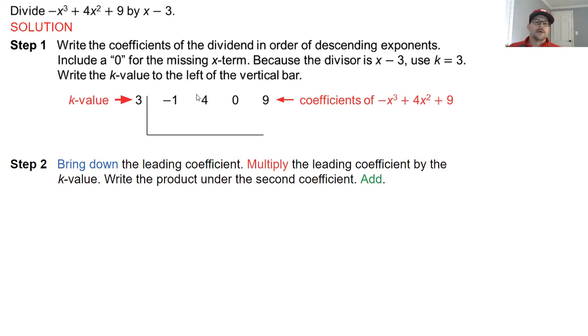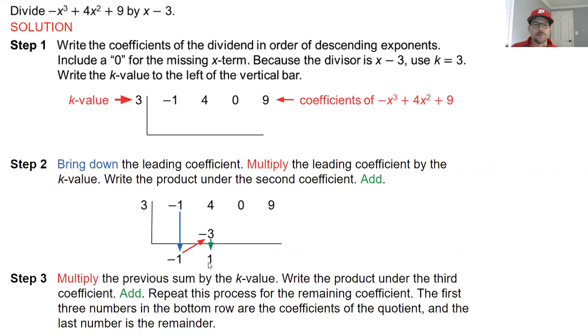Then you're going to bring down your first coefficient. So bring down the -1, multiply your k value times that -1, and then you're going to write it underneath your second coefficient. So the -1 gets brought down. 3 times -1 gives you this number underneath your second coefficient. And then you combine these two by adding. Normally in long division, we would subtract. With synthetic division, you're adding because you're including your positive and your negative numbers. So it's more of like a combined like terms.